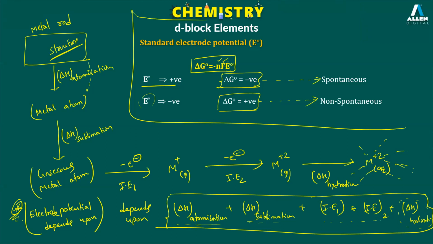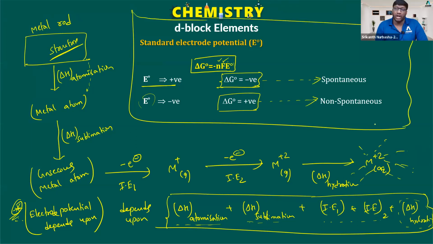Yes, sir. Okay. So what ultimately we can say, we are discussing a lot of points, is that electrode potentials do not have regular values because of these reasons. Delta G naught negative means spontaneous. Delta G naught positive means non-spontaneous. Fine, students, these are the most important points of d block elements, the different characteristics of d block elements.